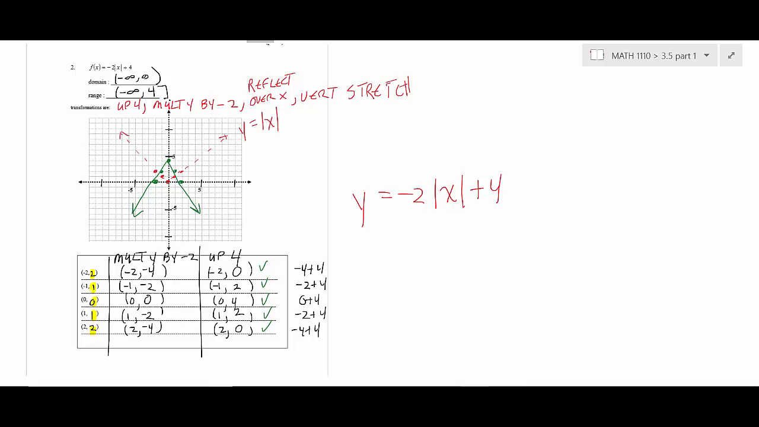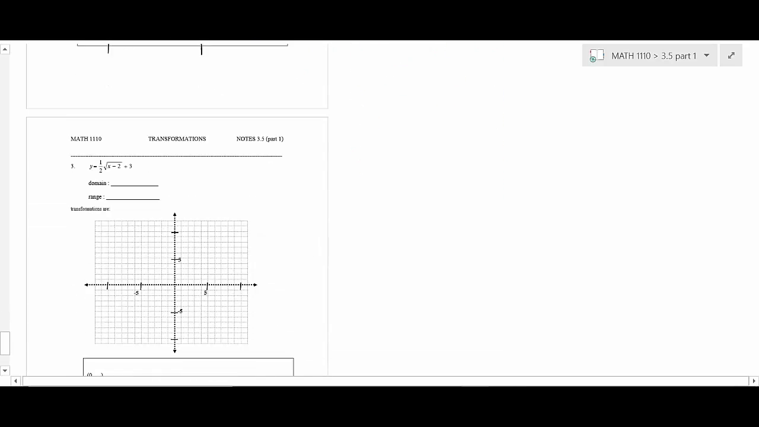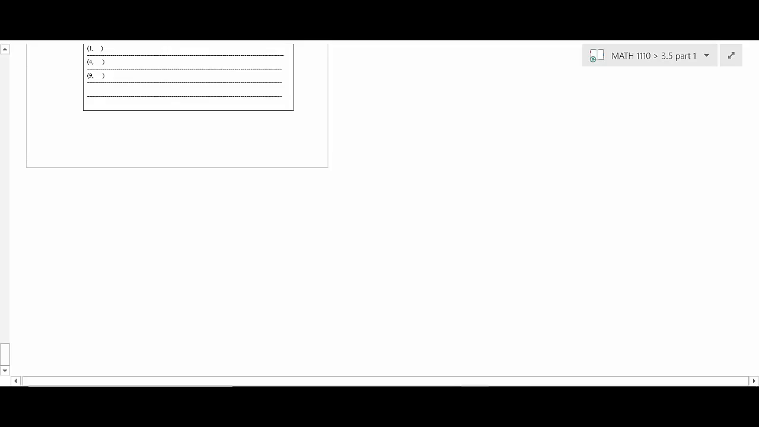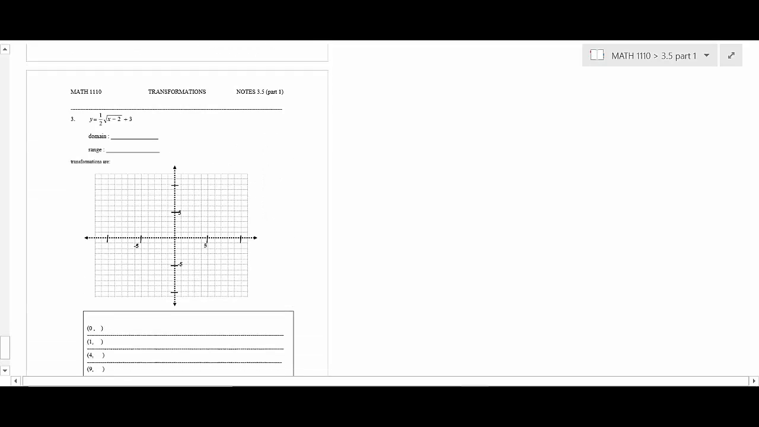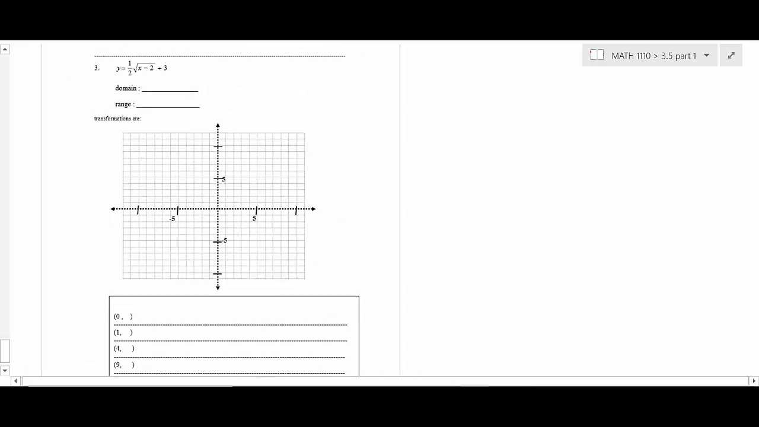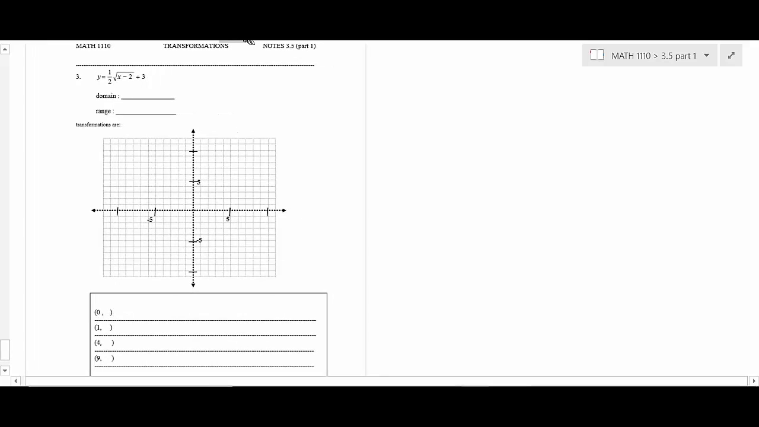Okay. So what I'm going to do next here, I want to do one more like this, and then we're going to transition into the second part of this handout. So this one is a square root. Okay, I'm going to go ahead and start by doing a table of values.